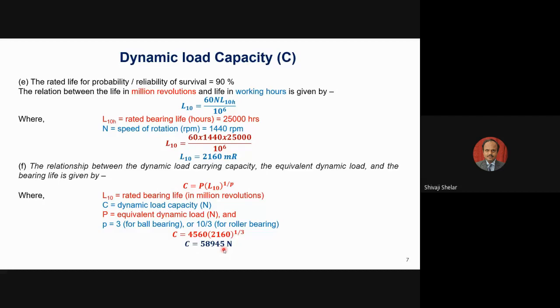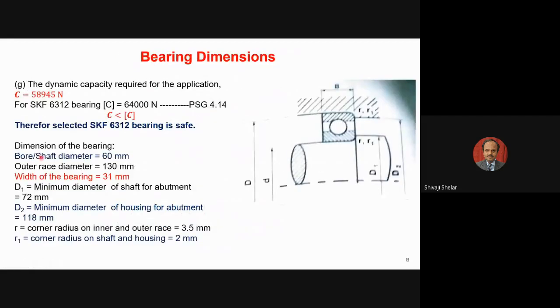Now again the comparative decision. On the next slide you will be doing the comparative decision. The dynamic capacity required for the application is 58,945 Newton. This is the minimum required. What is available? That is the maximum permitted value for the 6312 bearing, which is 64,000 Newton. So my required value is less than the available value. Therefore the selected SKF 6312 bearing is safe.